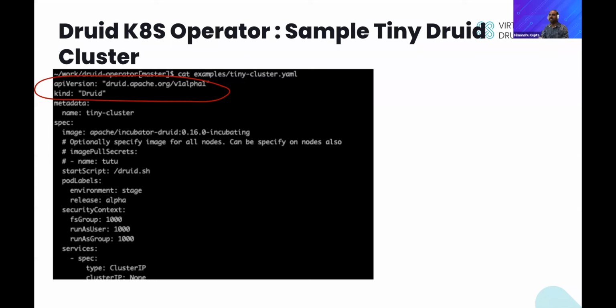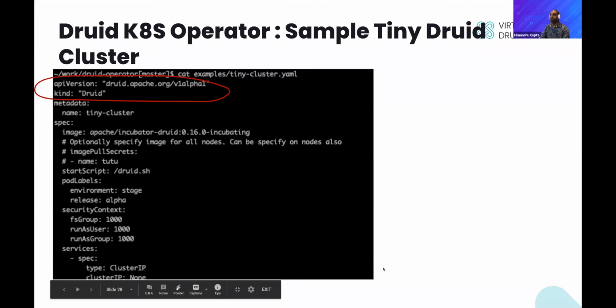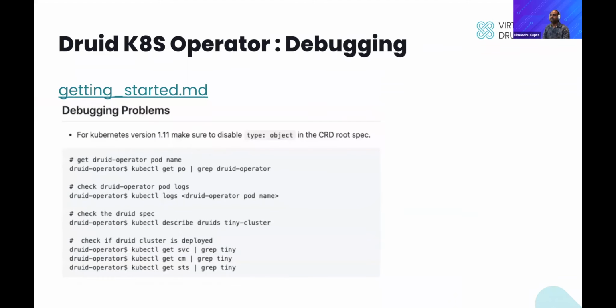If you open that spec, this is what it looks like. The interesting thing is the kind: Druid there. That is an instruction to Kubernetes that this resource type is Druid. So this is the custom resource we were talking about. Kubernetes has its own built-in resources like stateful sets, etc. And we are able to create our own type of resources using the Kubernetes custom resource extensibility features. But anyways, once you do this, you will have a Druid cluster running.